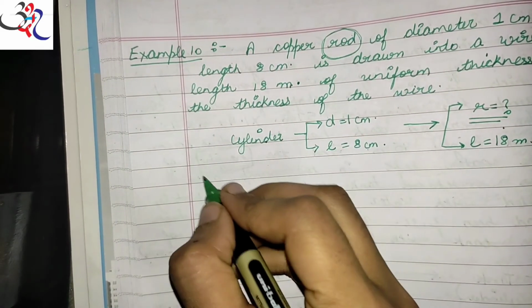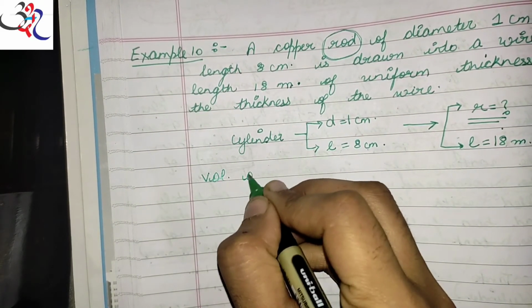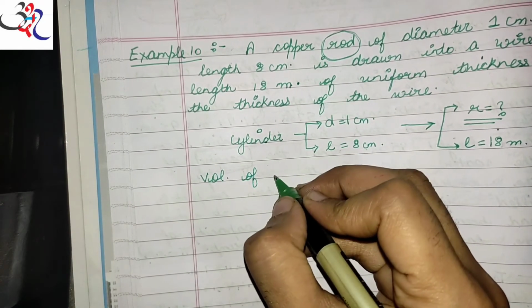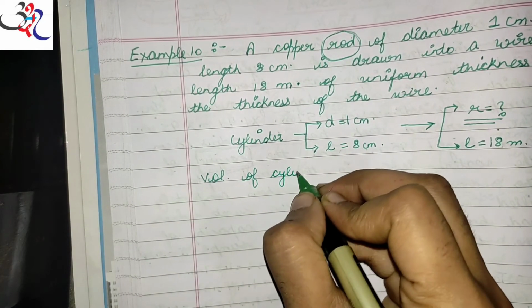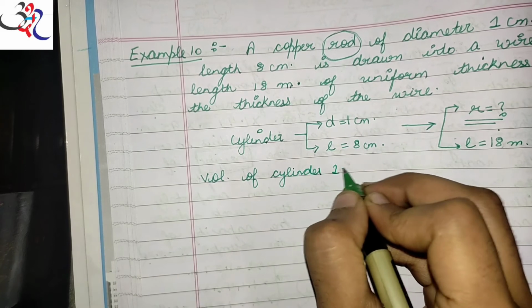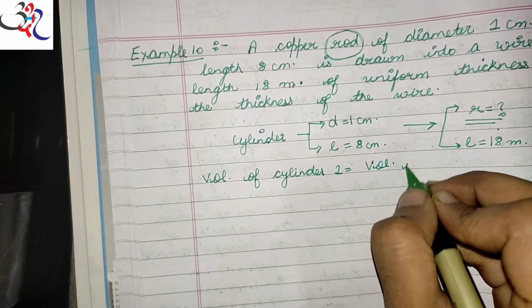Okay, so you know that in this case also, if one shape is being converted to another, then what will be the change? The volume of cylinder 1 will be equal to the volume of the new rod.